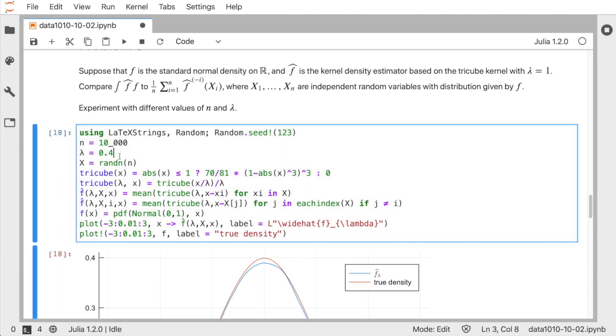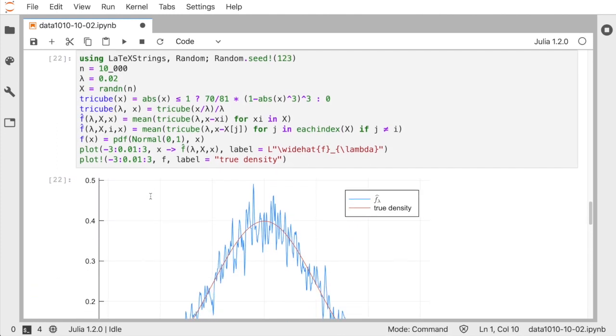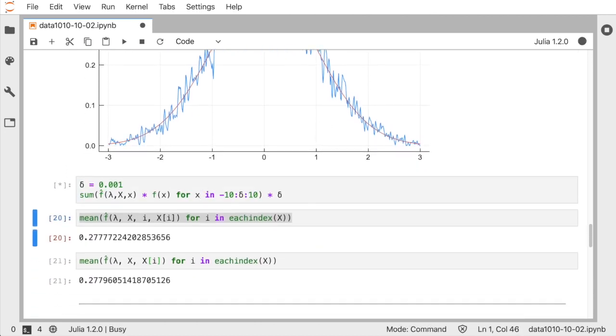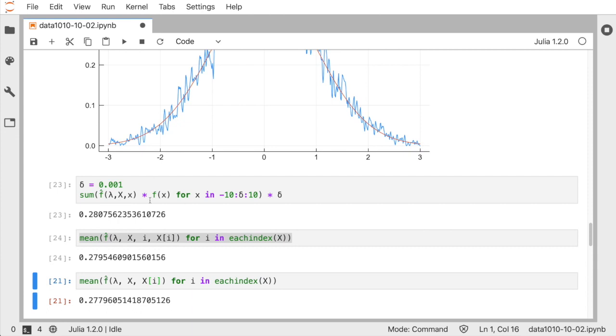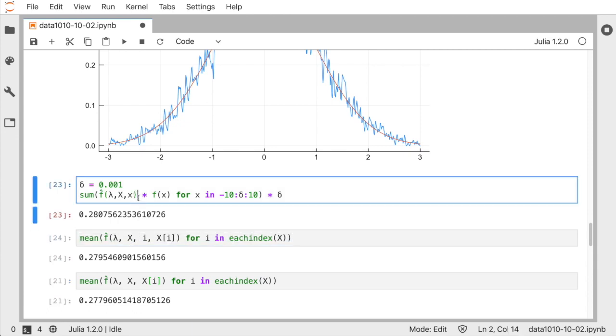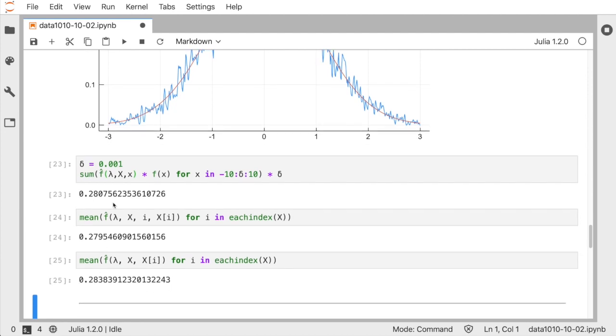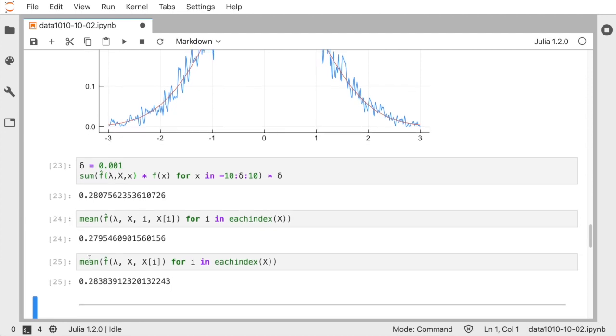However, to show you that it can be quite far off, let's take a small value of lambda, so that our estimator is very spiky here. And try again. So these are still close, the leave-one-out average and the actual integral we're trying to approximate. And okay, that wasn't small enough, so it's still reasonably close.